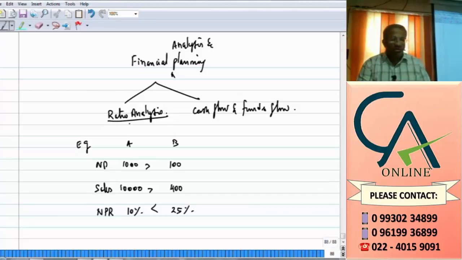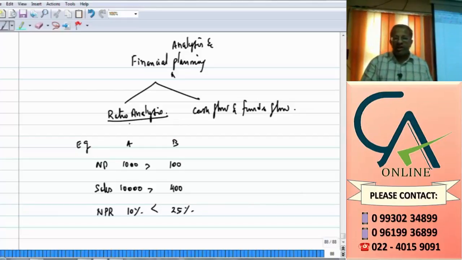Here, a layman will look at this. What are the CA students telling? 1000 is better than 100, 10,000 is better than 400, but yet we are selecting only company B. That is the reason why the result is higher. That is what a layman will say. A CA student will not go and cry to other people; we are all very intelligent. Intelligence will automatically come to know. These are the three steps that we will be taking in ratio analysis.